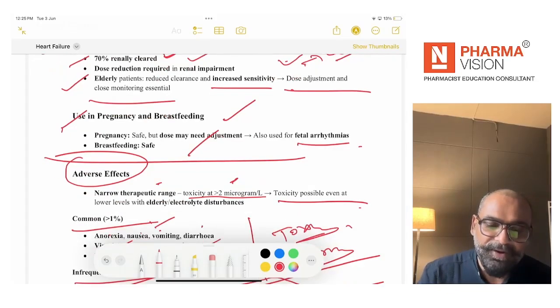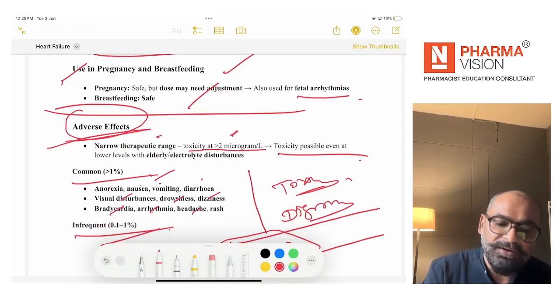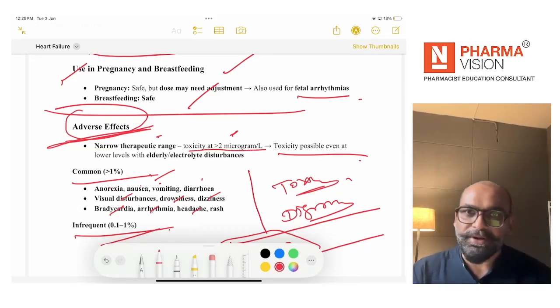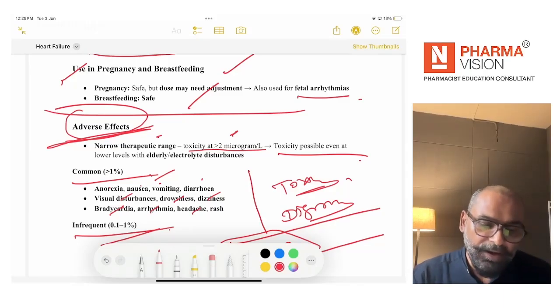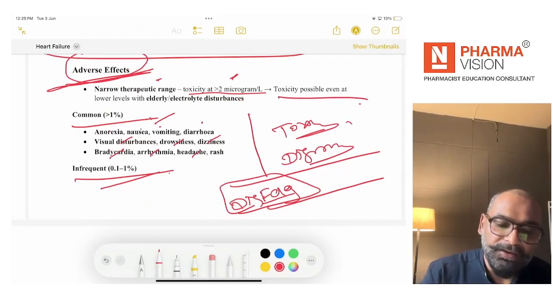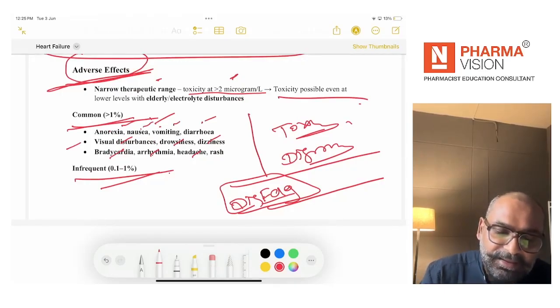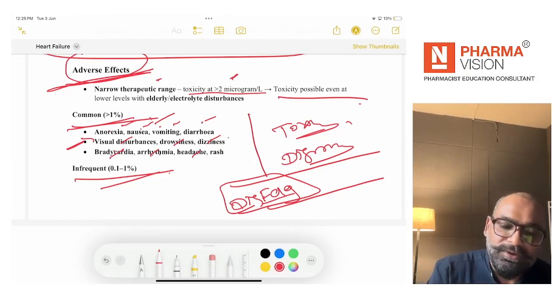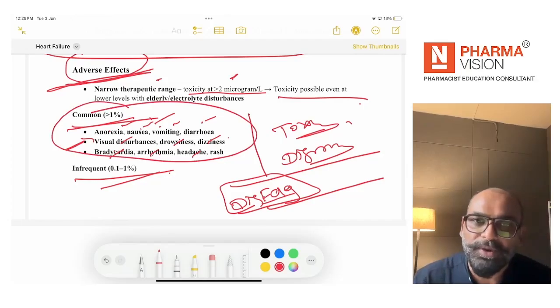Pregnancy, that's comfortable. Adverse effects are a very important part, because of digoxin toxicity and toxicity management. You can expect questions from there. Digoxin toxicity, the most common side effects are anorexia, nausea, vomiting, diarrhea, visual disturbance, drowsiness, dizziness, bradycardia, arrhythmia, headache. So these are the most common symptoms you can expect.